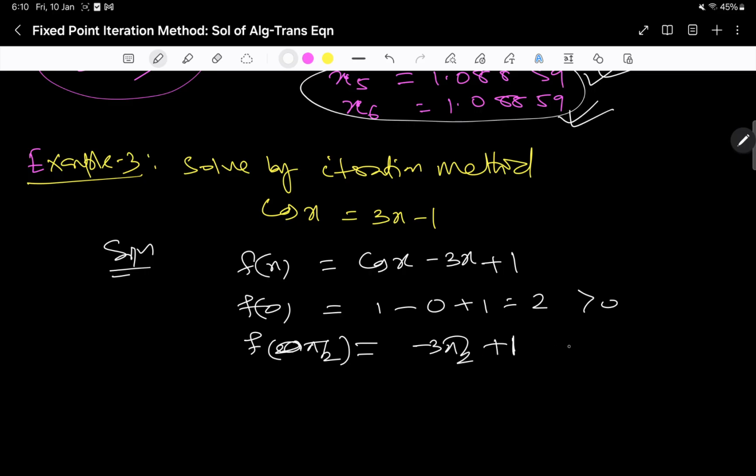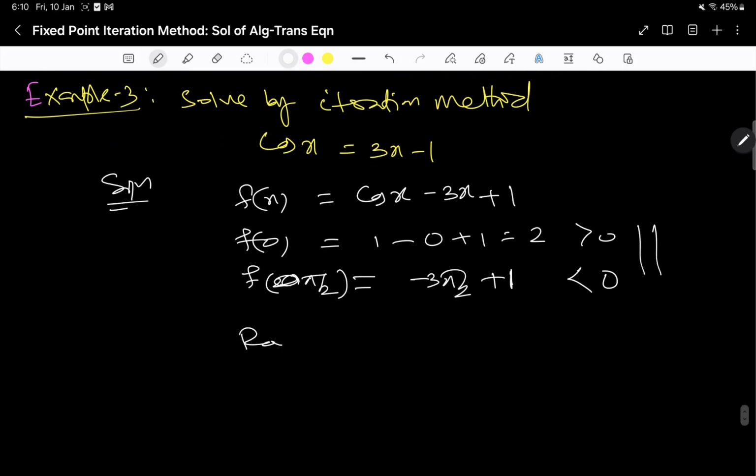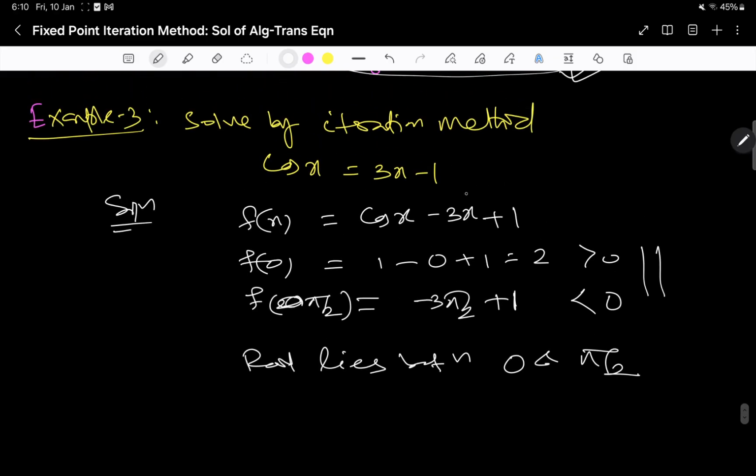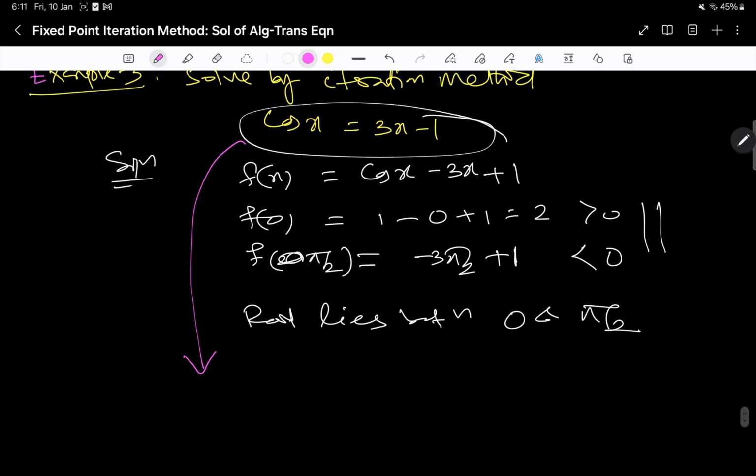Okay, and it is negative. So the root lies between 0 and pi by 2. Now what is my necessary formula? From this I have to create a formula here. So what is my necessary formula?